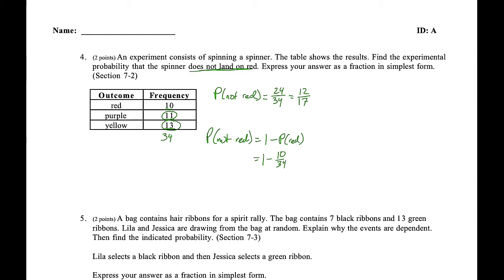Now when we subtract fractions, remember you need to have common denominators. We can write the number 1 as 34 over 34 minus 10 over 34. And when we subtract fractions, you only change the numerators once you have a common denominator. So 34 minus 10 is 24 over 34. Hey, that number looks familiar, which reduces down to 12 over 17. So either way you do it, you have a 12 in 17 chance of getting not red.